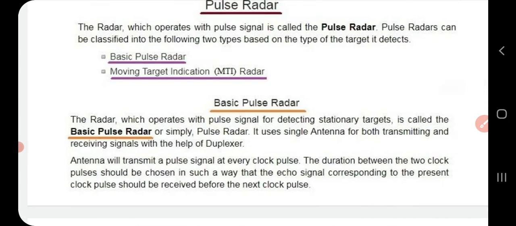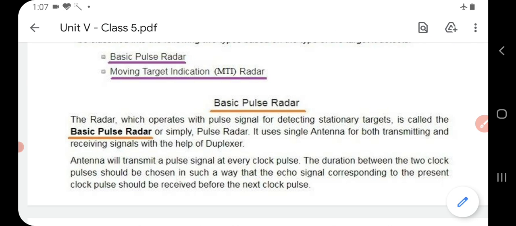And in the next class we will cover the next classification, which is moving target indication or MTI radar. Okay, thank you.